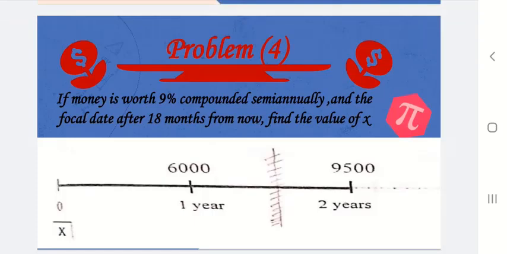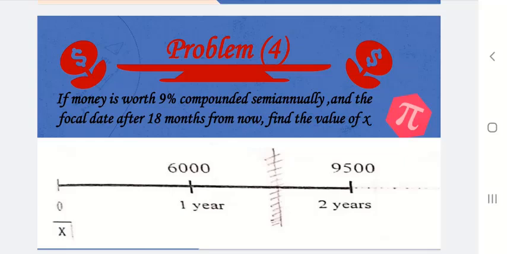Problem number 4. If money is worth 9% compounded semi-annually and the focal date is 18 months from now, find the value of X. In this example, the focal date lies in between the maturity dates of the old and the new obligations.